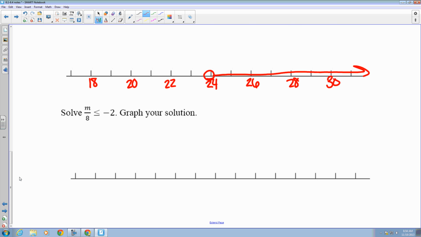Multiply both sides by 8. Negative 16. Okay, and we close it. And we are less than or equal to, so we are to the left.